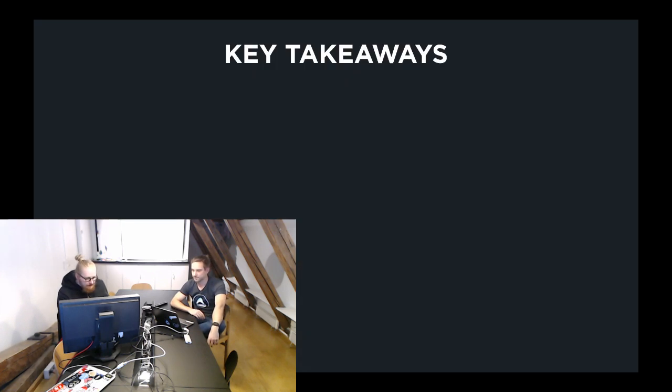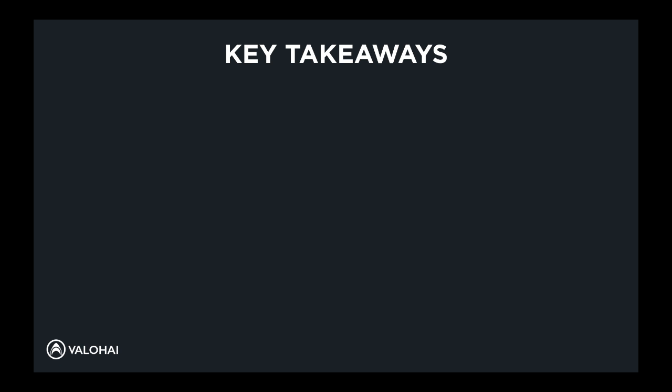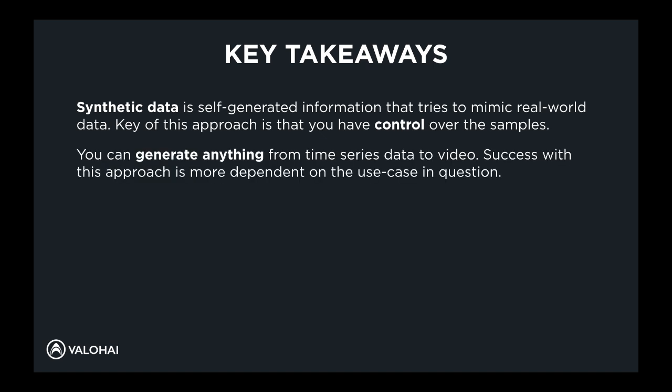So, key takeaways. This is just a recap of what we have been talking about. The first half was mostly about synthetic data. Then we went through how to do synthetic data with Valohai. And then we have these recaps. Synthetic data is self-generated information. You have control of what you are generating. That's the key principle, in my opinion: you can generate anything you want.